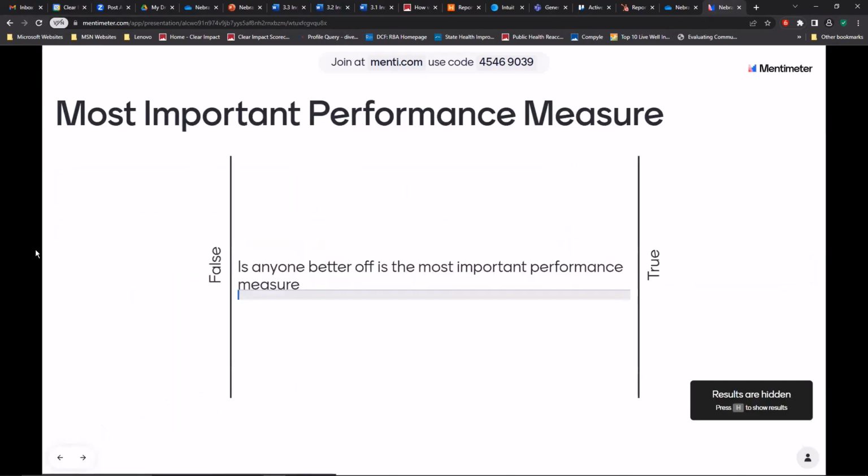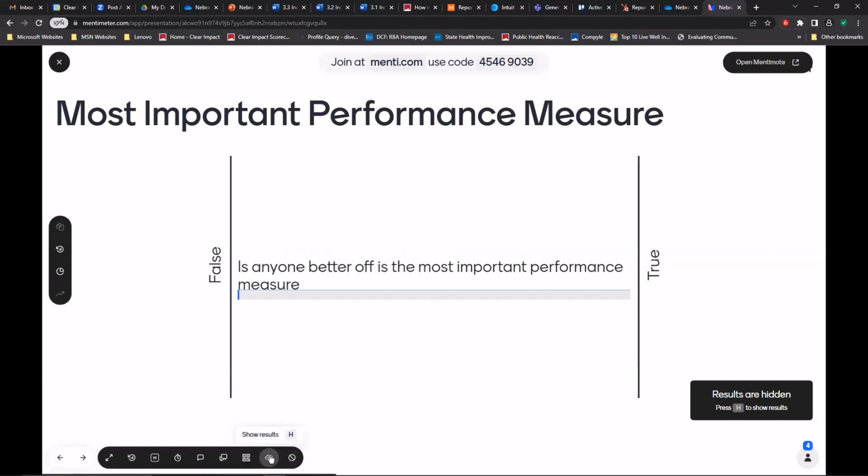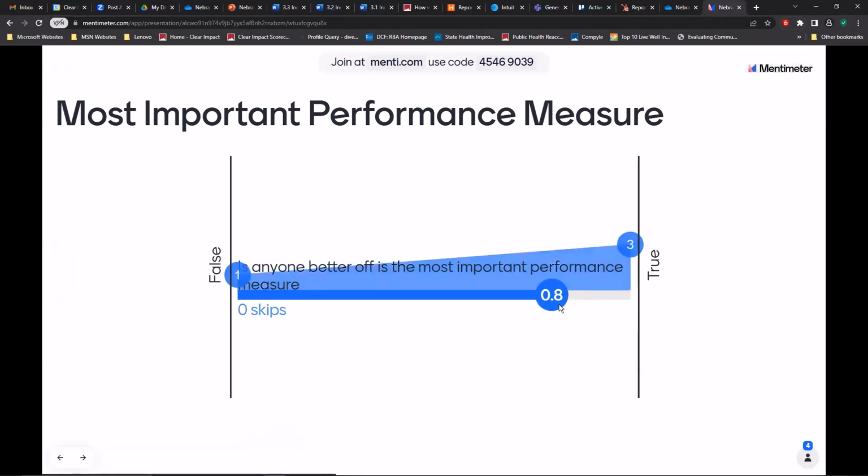Is anyone better off is the most important performance measure? True or false? Okay, let's see what you think. Yeah, most of you got that correct. That is true. The most important performance measure is anyone better off, because that one is directly related to telling you whether you're achieving the goal or purpose of your program or your activity or your strategy. So that one is the most important one. Is anyone better off?